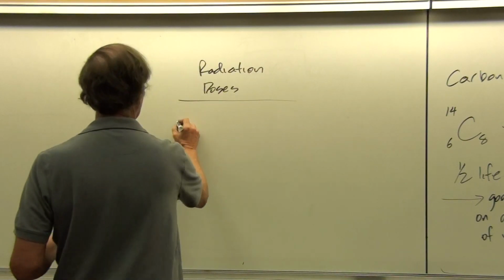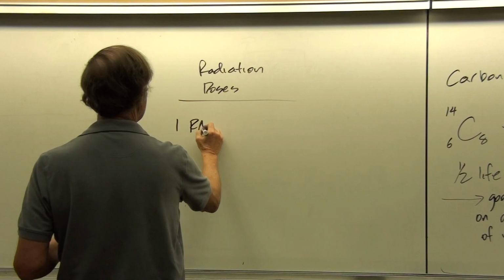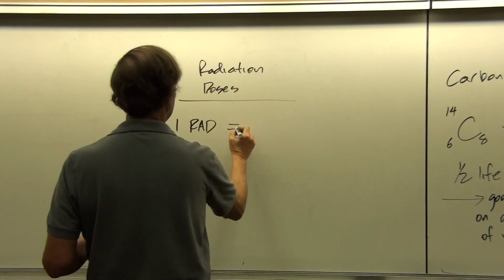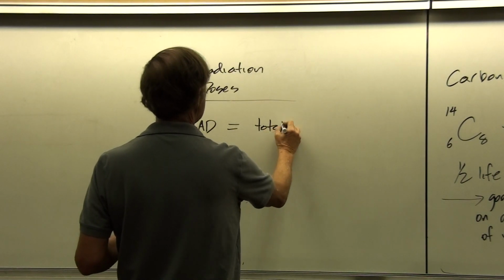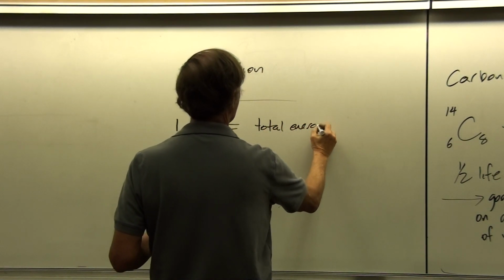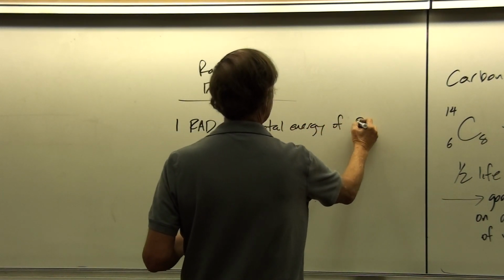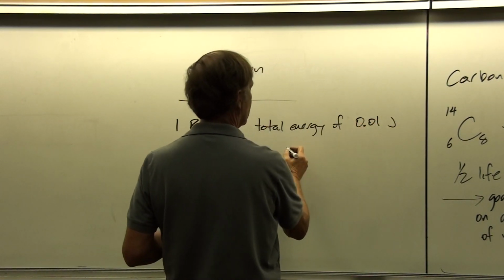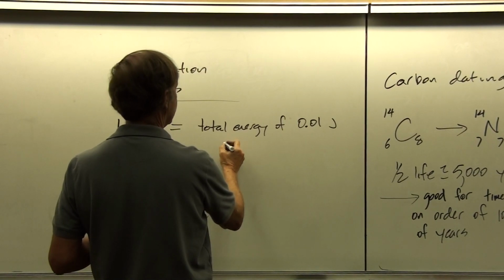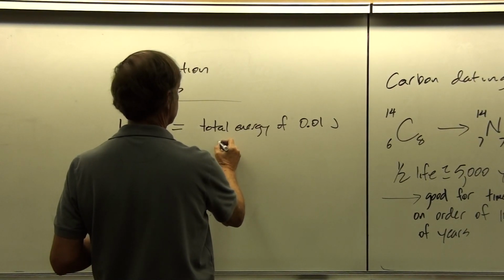And so we define 1 rad as being equal to the total energy of 0.01 joules absorbed in a kilogram of mass.